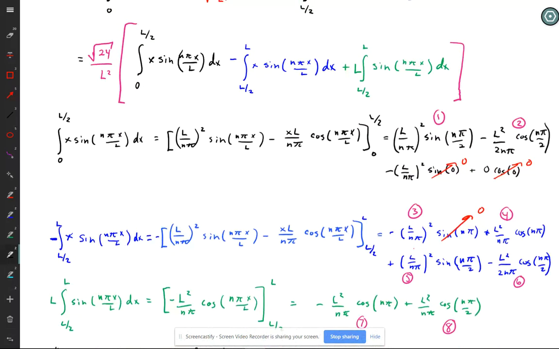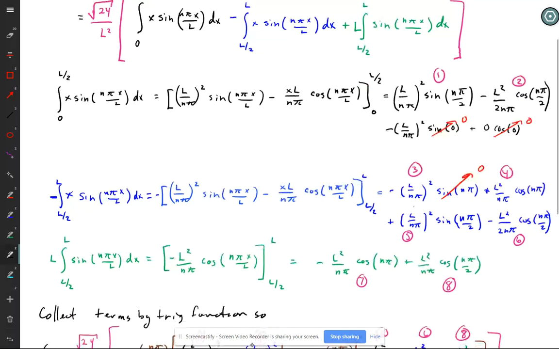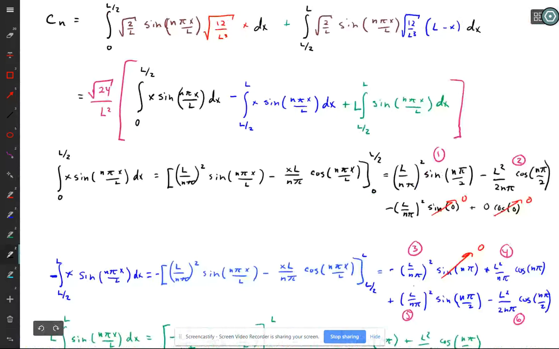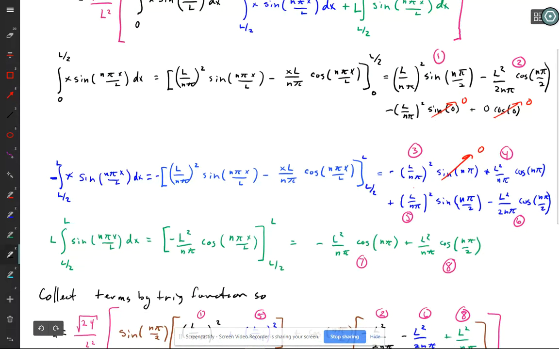So notice the square root 24 over L squared is just factored out, and I'm only looking at the black integral, the blue integral, and the green integral. So the black integral here, perfect. The black integral here we have, with the limits there. And then putting in the limits, I wrote in all the terms and then put arrows to 0 for the ones that go to 0.